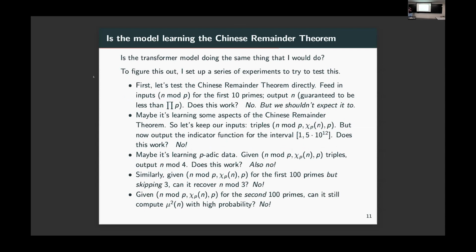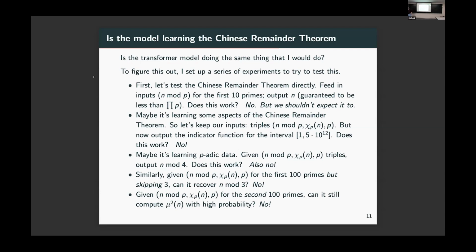Anyway, is the transformer model doing the same thing that we would do? So first let's test the Chinese remainder theorem directly. Feed in n mod p. Can it get out n? Can it do this? No, but it's not surprising that it can't do this, because the symbol space is just vastly too large, using cross entropy. So this isn't a surprise.